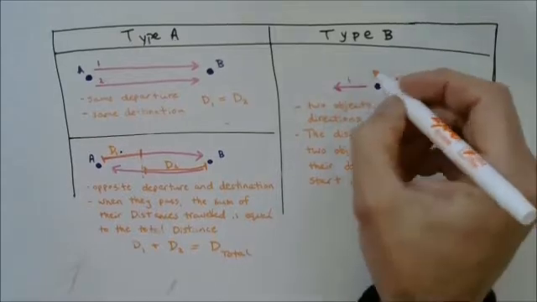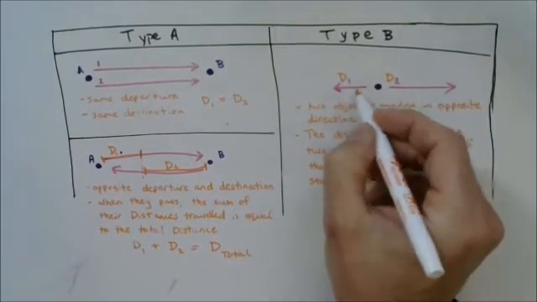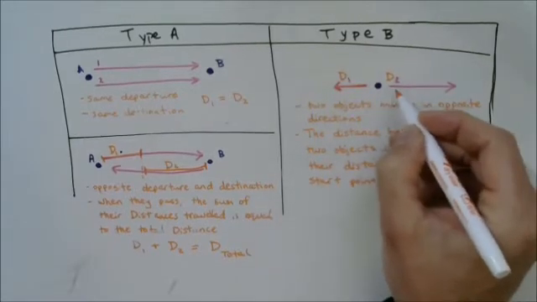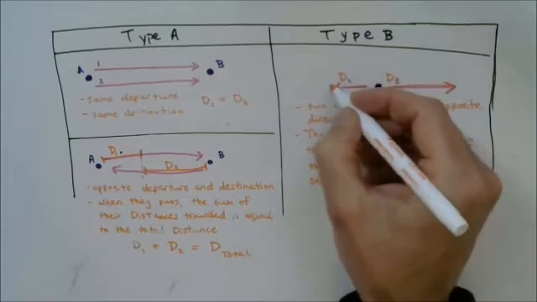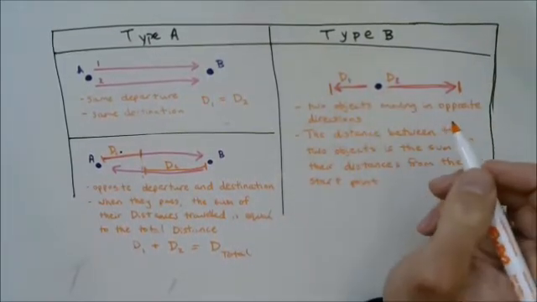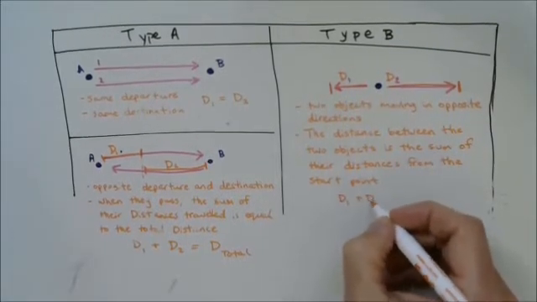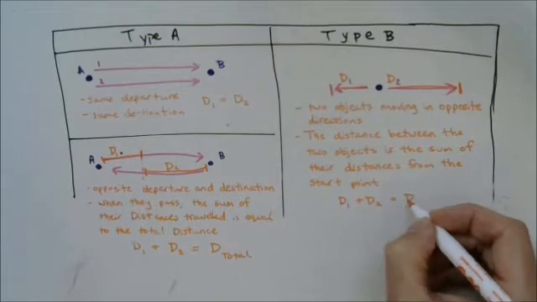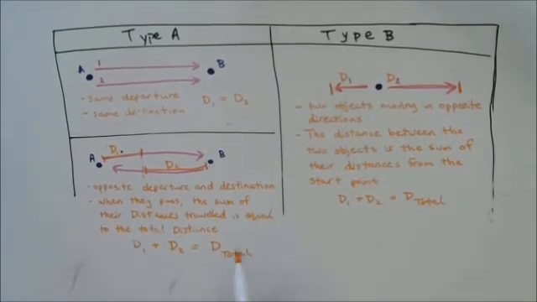So what does that mean? That means if we call this distance 1 and this distance 2, the amount that this guy travels is distance 1, the distance that he travels is distance 2, and the total distance between the 2 objects after a certain amount of time is simply d1 plus d2. d1 plus d2 equals d total, which is the same equation we had down here.